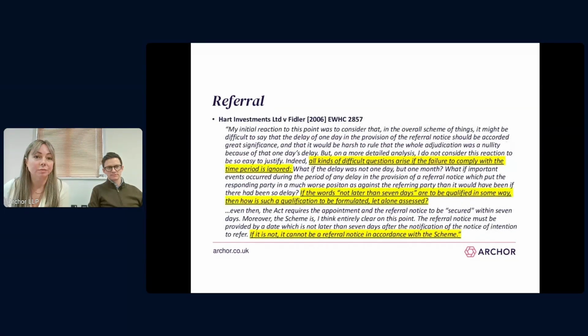This extract from the Hart Investments case on the slide just reinforces the point that the referral needs to be served not later than 7 days after the notice of adjudication. If you do issue it later, this is a reason for the court to resist enforcement of the decision, which you don't want.